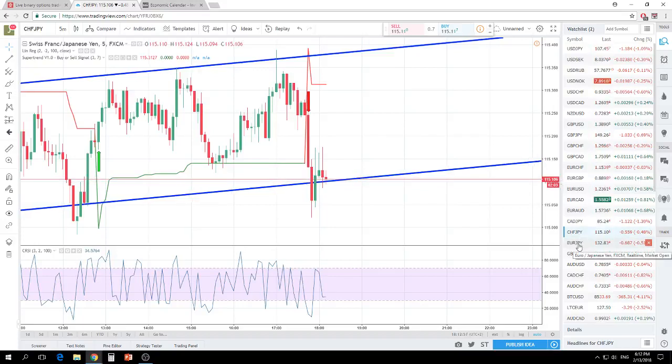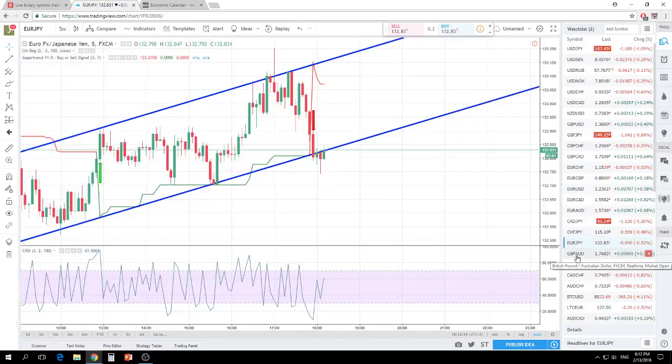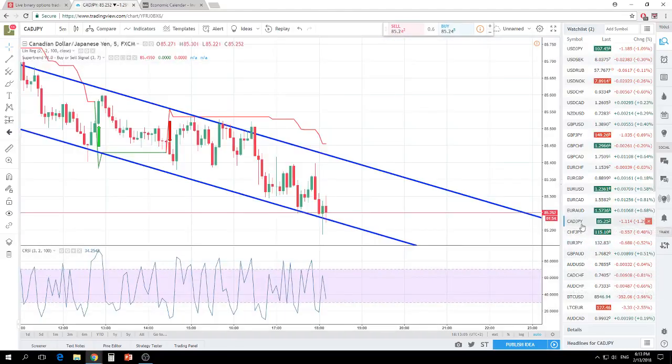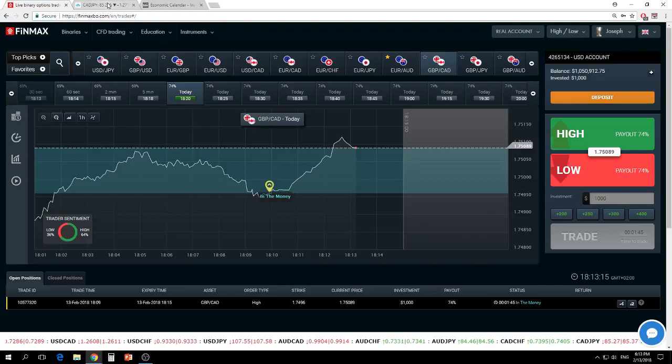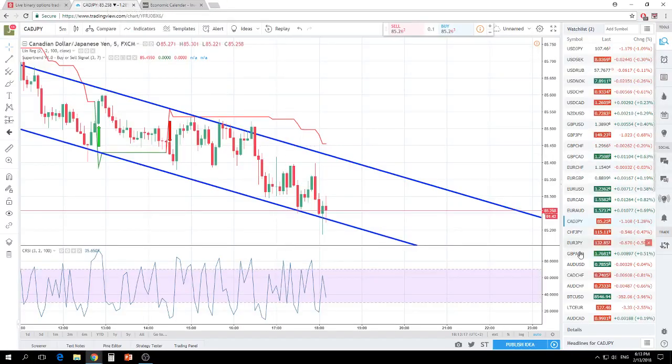Swiss franc JPY not yet, and we have wrote down Canadian JPY, right? Yeah, Canadian JPY is no longer a good entry point. Let's check what's happening on our current trade. It is strongly in the money at the moment, so it's good.